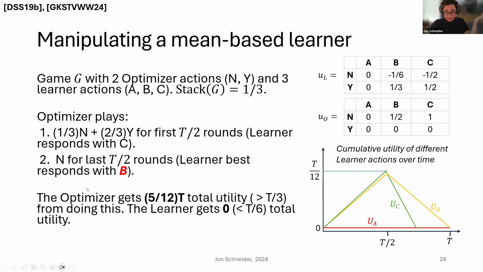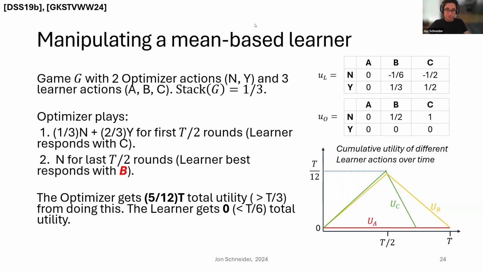And by doing this, the optimizer gets a little bit more utility than they would have gotten by just playing the Stackelberg strategy. And you can actually show that the learner really loses out by doing this. The learner used to get T/6 total utility from this partnership. Now they end up with like 0 utility because they're just losing utility for the second half of the game. Okay, so this is one example where things can go wrong.